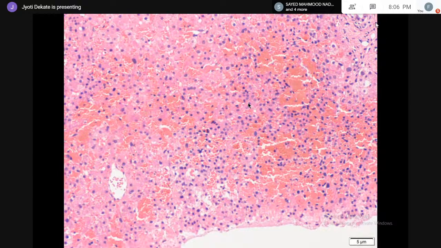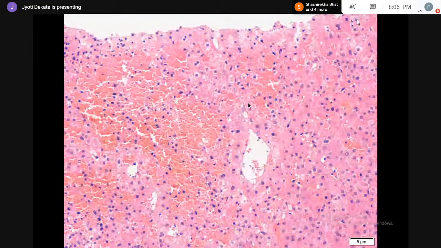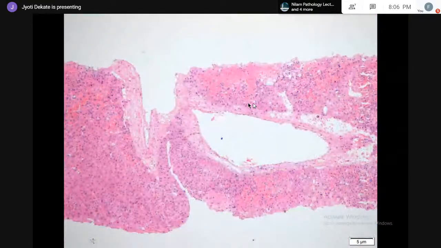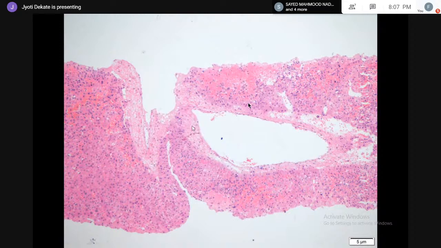Here there is a portal area, we can see the bile duct branch. Another area where we can see this hepatic vein branch and a lot of congestion, hemorrhage happening in the perivenular area. Another, a larger branch of the hepatic vein. We can see that there is some thickening or edema in the hepatic vein branch here, along with a lot of congestion in the perivenular area.